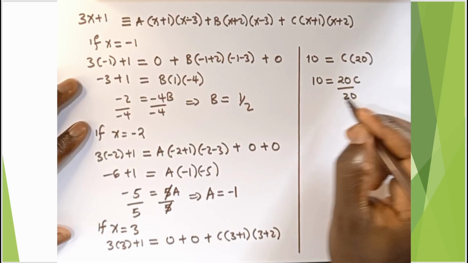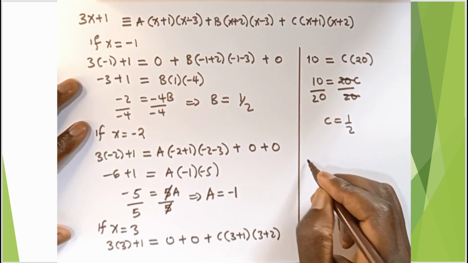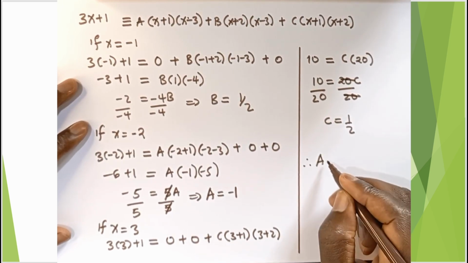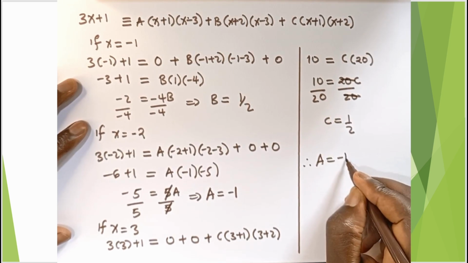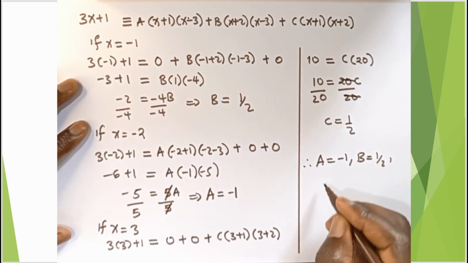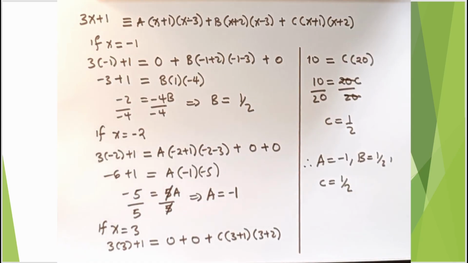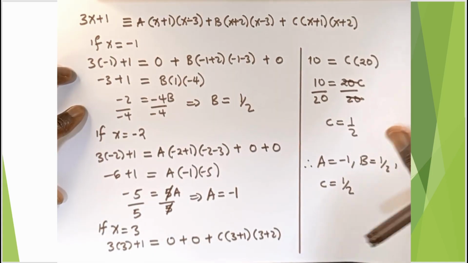Divide through by 20, we have c as a half. So therefore I have a as negative 1, b as a half, and then c as a half. So I'll have to go ahead and write now the whole partial fraction solved.